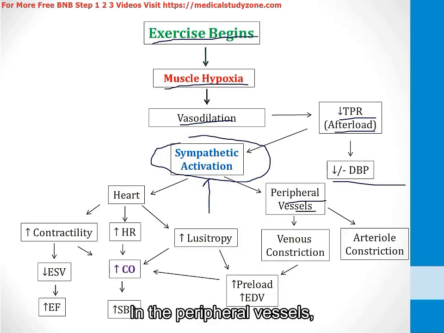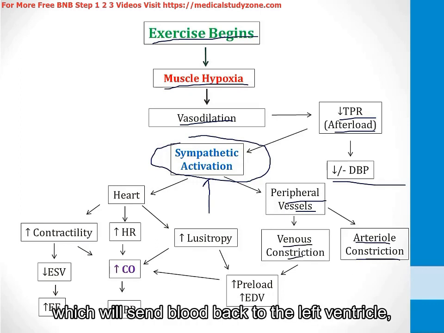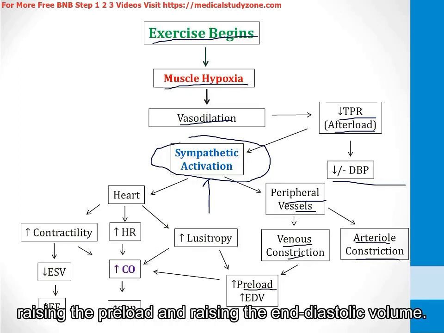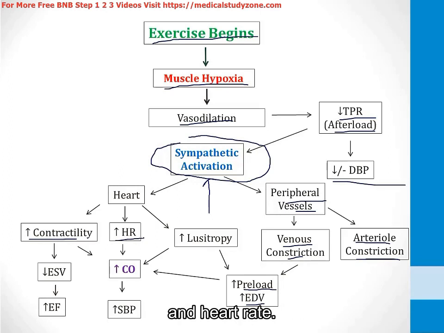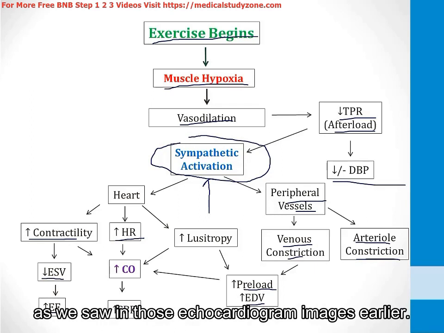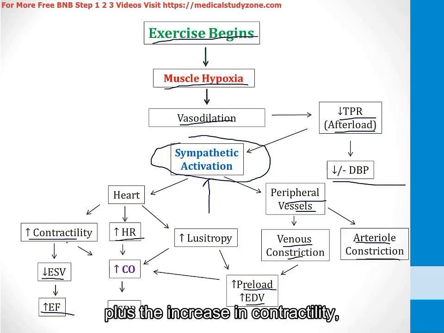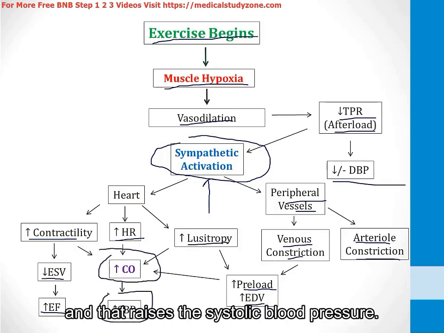In the peripheral vessels, there will be constriction of arterioles to unimportant areas like the skin and the gut. There will be venous constriction, which will send blood back to the left ventricle, raising the preload and raising the end diastolic volume. In the heart, the sympathetic activation will increase contractility and heart rate. The increased contractility will lower the end systolic volume and raise the ejection fraction, as we saw in those echocardiogram images earlier. The higher heart rate plus the increase in contractility plus the increase in lusitropy all contribute to a rise in cardiac output, and that raises the systolic blood pressure.